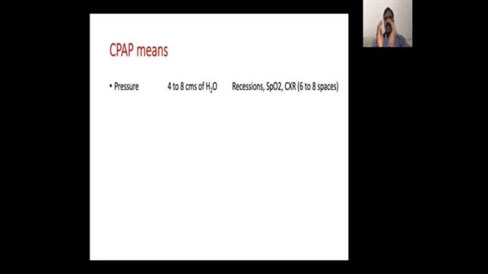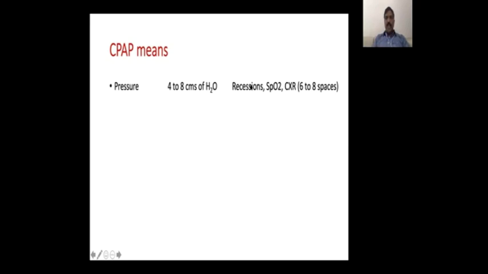To reduce the retraction, you have to increase the FRC. And how do we increase the FRC? By increasing the pressures. So babies who have retractions, babies who have hypoxia, or if the lungs are low volume on the X-ray, we are looking for 6 to 8 spaces on the posterior aspect in the X-ray. If the spaces are less than 6, that means we may have to increase the pressure. If the spaces are more than 8, we may have to decrease the pressure.